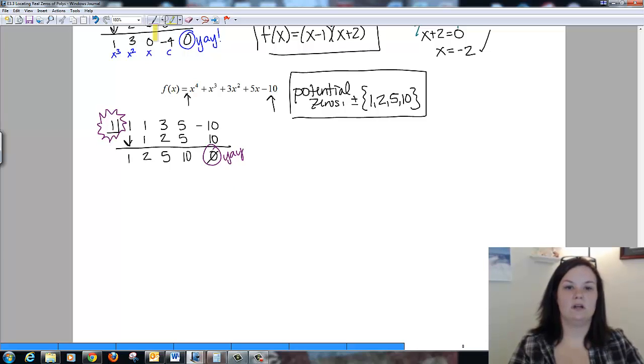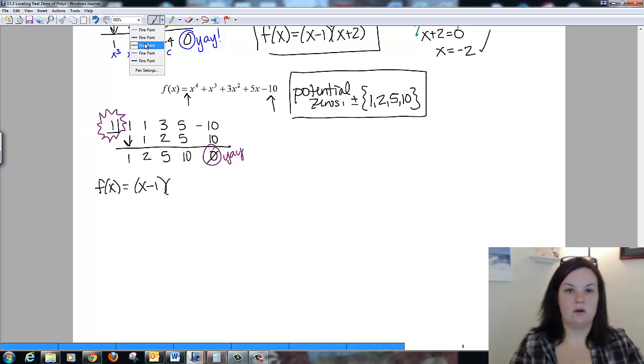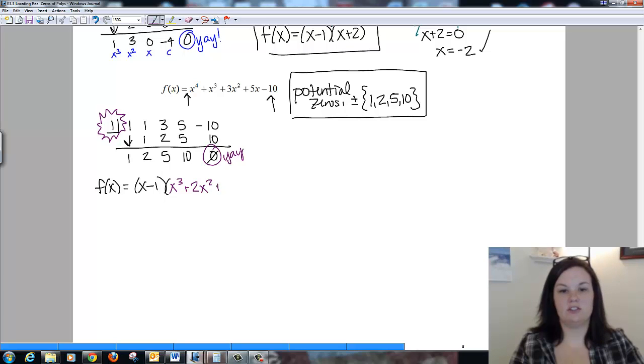So 1 works. So I'm going to go ahead and rewrite my function in factored form. So f of x is equal to the factor I get from this 0, which would be x minus 1, times the remaining factor here. So 10 is my constant, 5 is my x, 2 is my x squared, 1 is my x cubed. So I'm going to get 1 x cubed plus 2x squared plus 5x plus 10. Okay. And then I want to see if I can factor this.